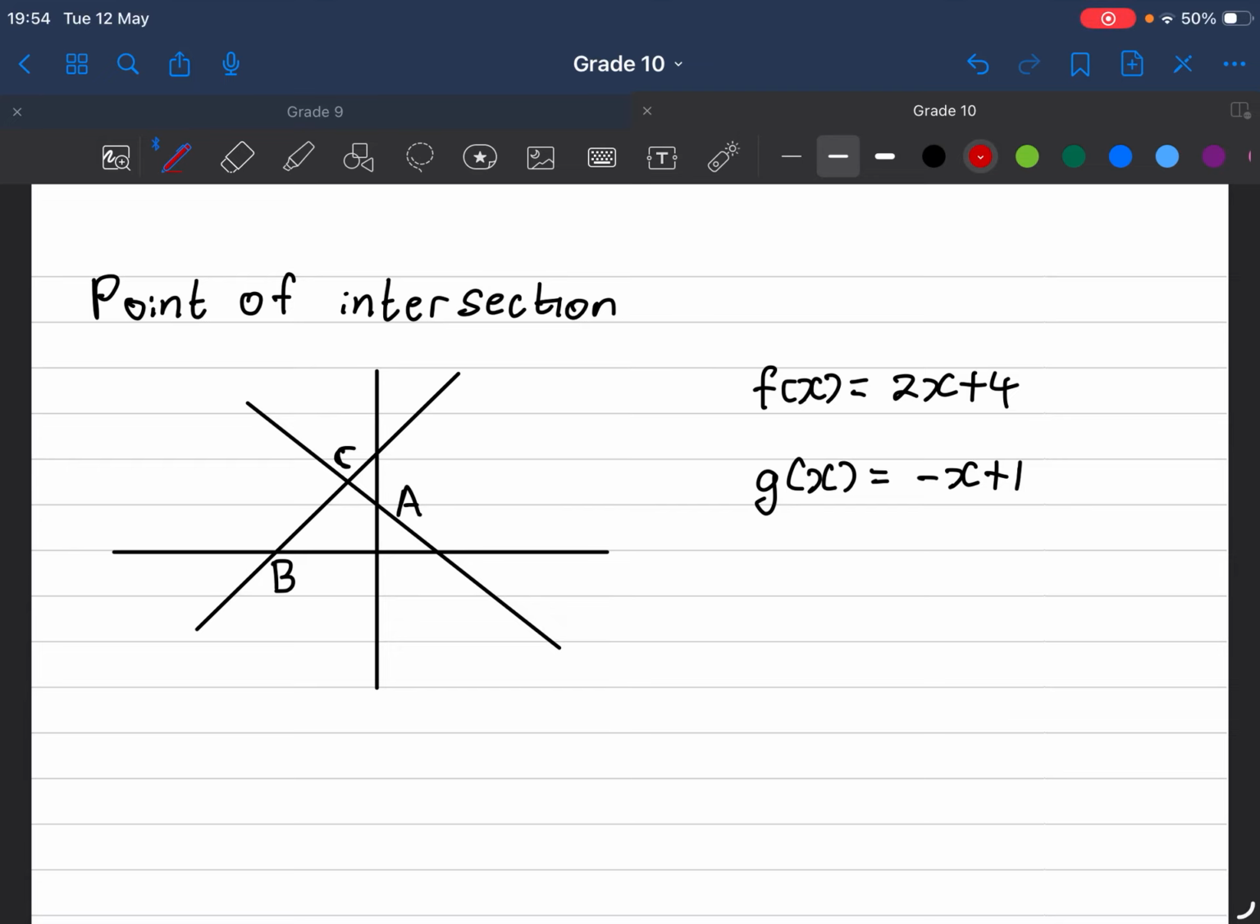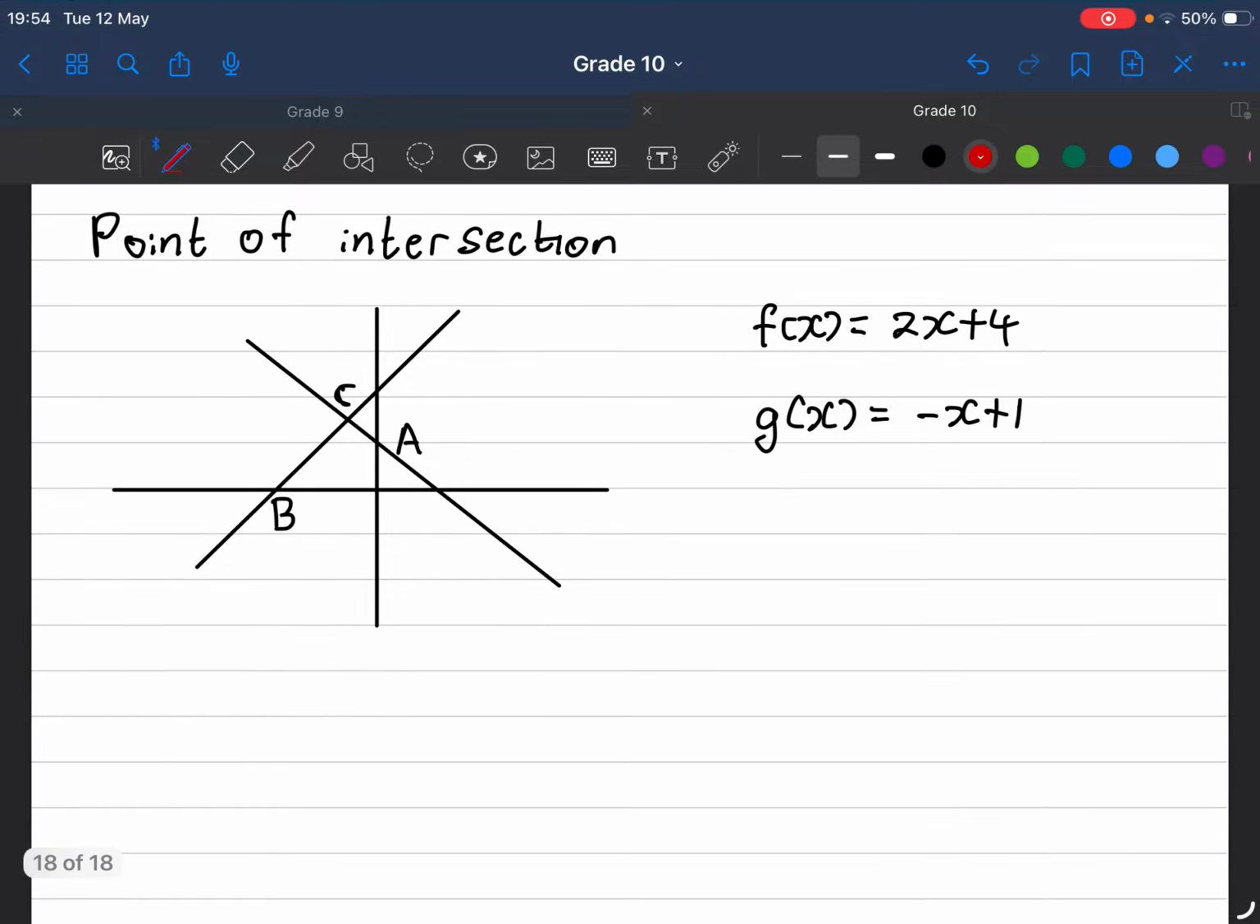This video talks about an extremely important concept called points of intersection. Points of intersection refers to where a graph meets. For example, you have two graphs over here. The point of intersection is where they touch each other. Okay, so we're gonna look at how you find that point.